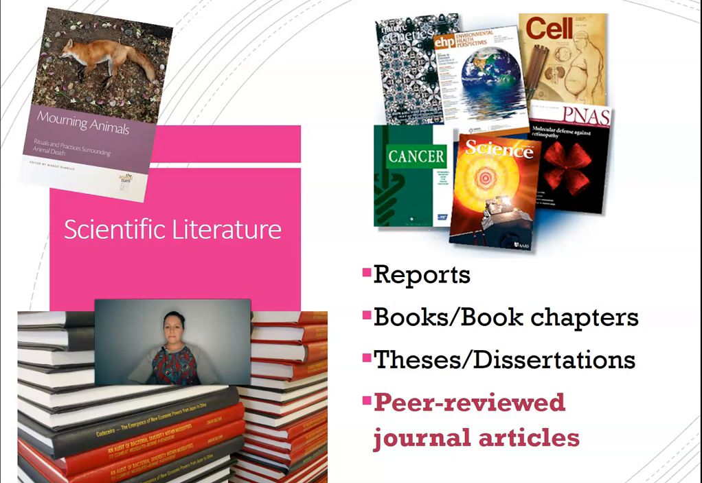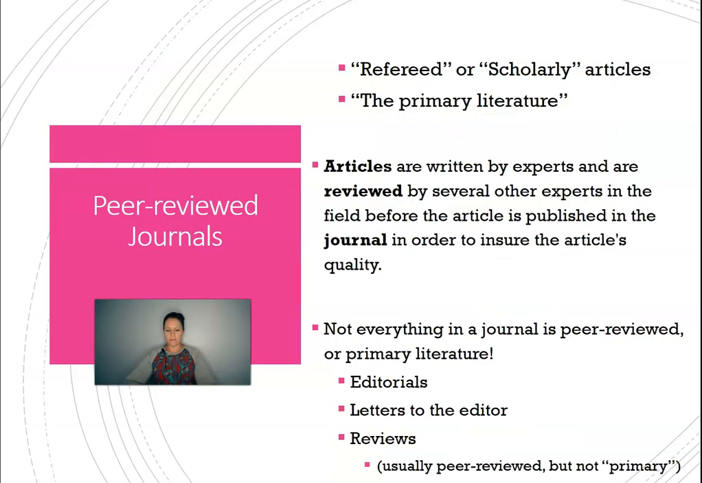Now, when I say scientific literature or primary literature, what I'm really talking about are peer-reviewed journal articles. Now, scientists report their results in a variety of different ways. They could do this at scientific conventions called conferences. They could write up reports. They could write a book or a chapter in a book. Of course, if you're working on a master's or a PhD, you often write a thesis or a dissertation. But what we mainly look at as scientists is the primary literature, which are peer-reviewed journals that have gone through a rigorous process of review by other scientists within the field.